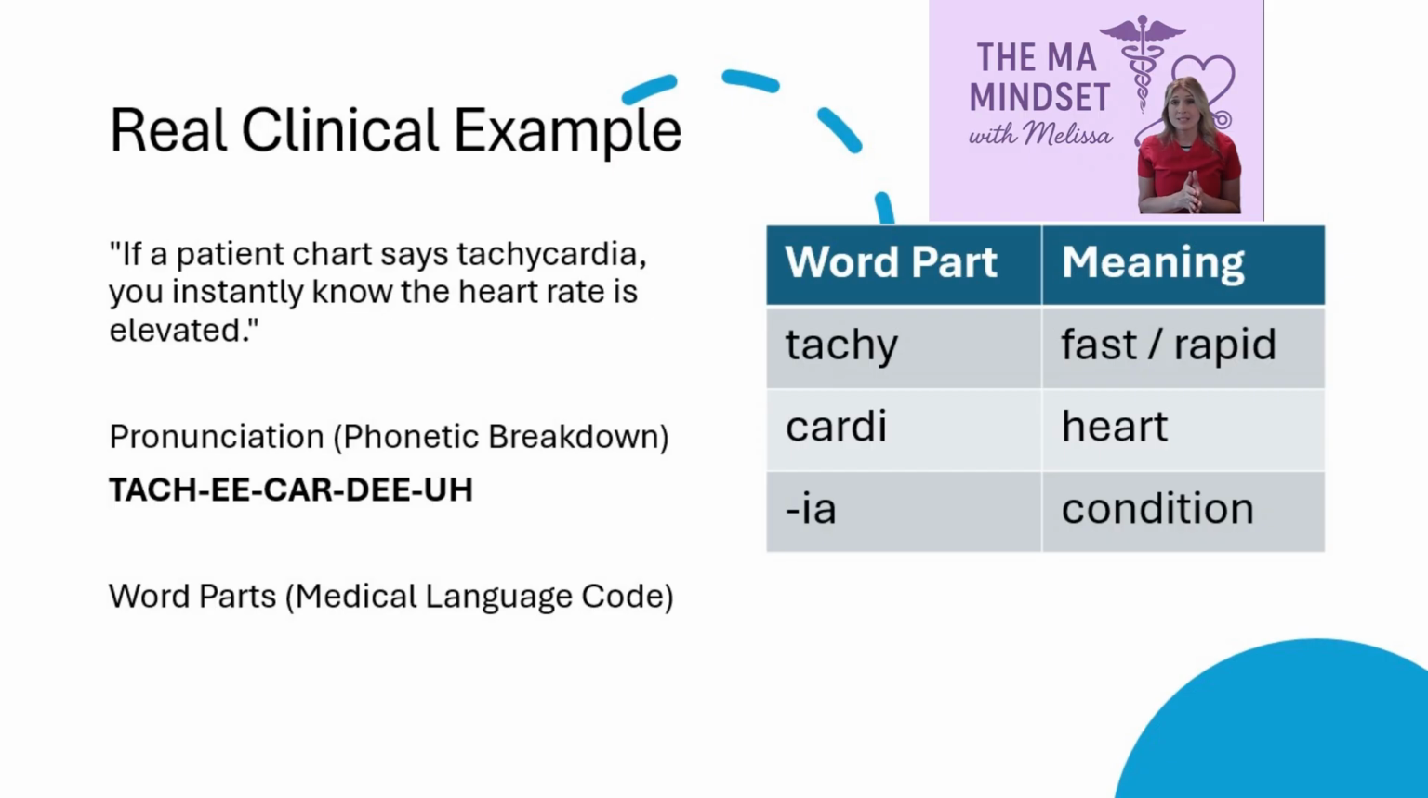Now let's talk about pronunciation for a moment, because in healthcare, we want to be comfortable saying these terms. The phonetic breakdown is tachycardia. And here's the important takeaway. When you learn how to recognize these word parts, you don't have to memorize every medical term individually. You can simply decode the meaning by breaking down the word. That's exactly what strong medical assistants do when they review patient documentation. So if a patient's pulse is 118 beats per minute, what term would we use to describe that? Tachycardia. Great job.